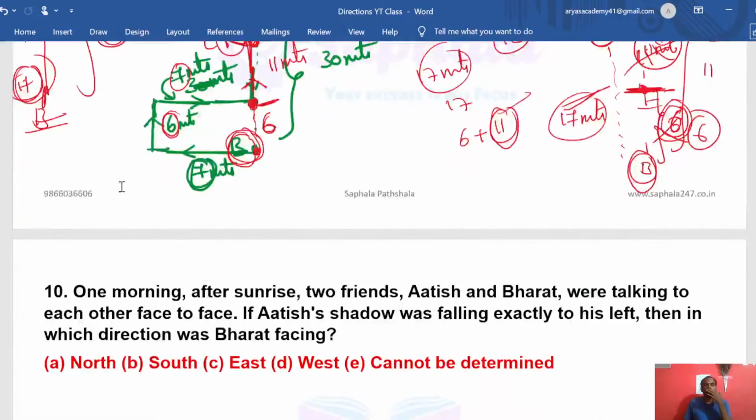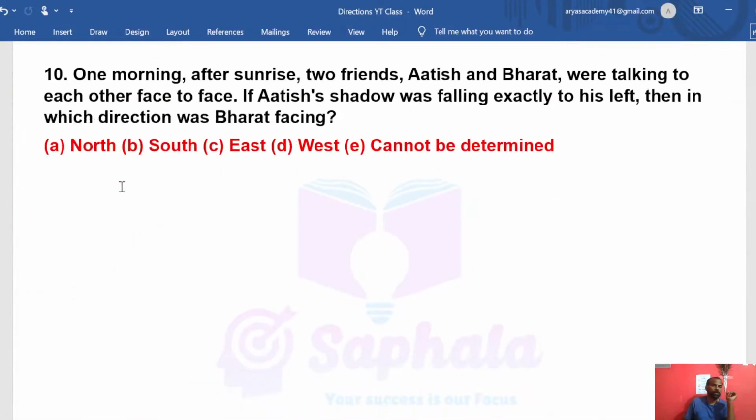Okay, now we are actually moving to question number 10. Can you please answer this one? Yesterday I have explained you the concept of shadows.